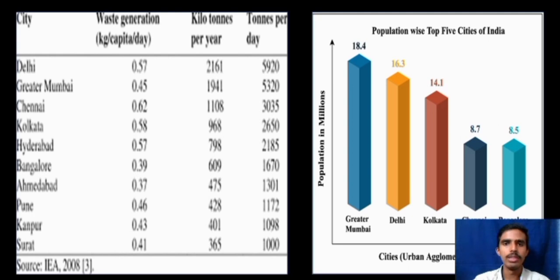With the help of these two images, we can understand how much waste is generated in various cities of India. In the first image, we can see it in the form of a table. In the second image, we can see it in the form of a graph. And with the conclusion of both the images, we can understand that Delhi and Mumbai are the leading waste producers in India.